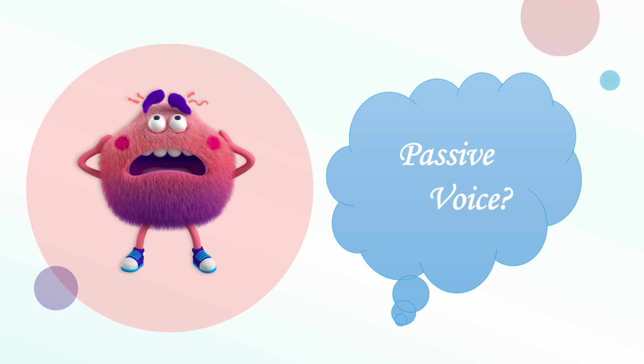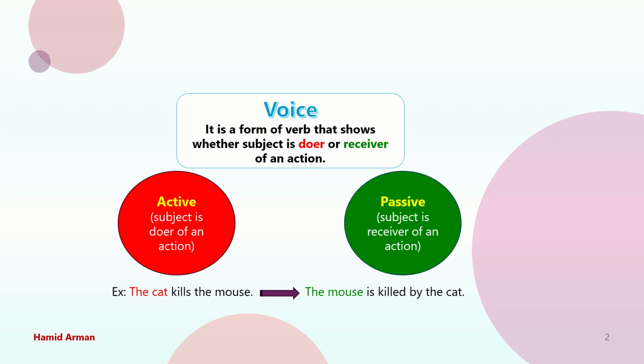In this video, you're going to learn passive voice. First, what is voice? Voice means sound, but in grammar, it is a form of verb that shows whether the subject is the doer or receiver of an action. When we are talking about doer or receiver of an action, we are talking about voices. There are two kinds of voice, active voice and passive voice.